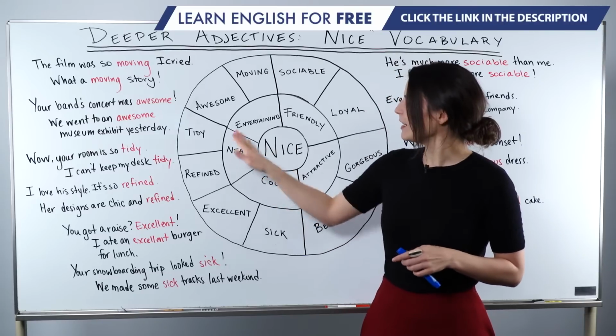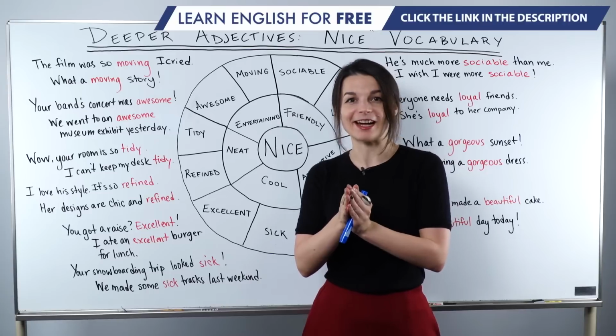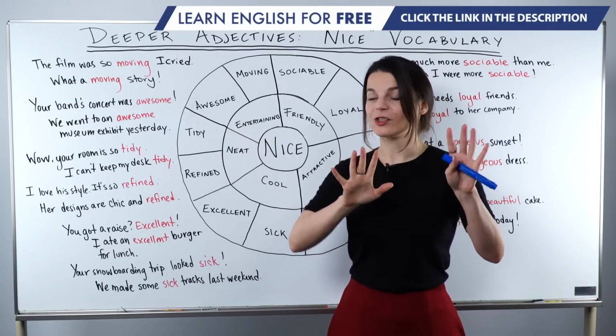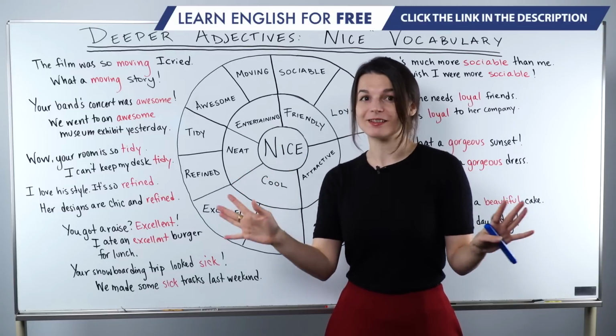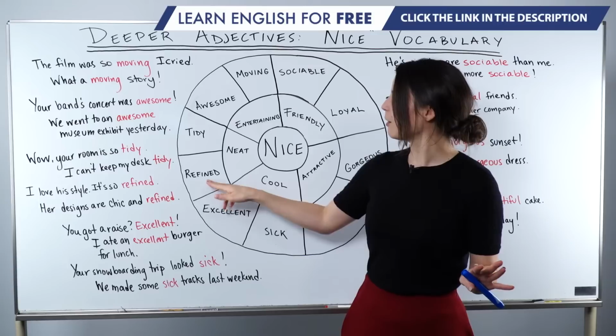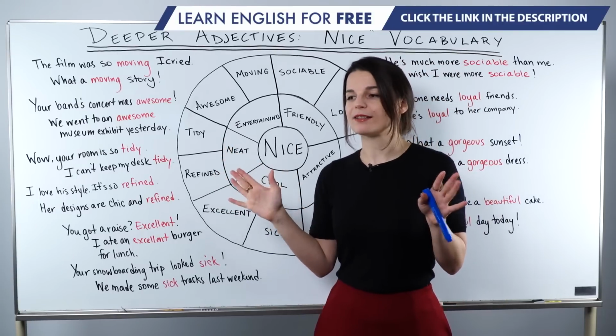Neat. So something that is neat is something that is organized. So it's very carefully organized. We can use this to talk about rooms or to talk about people, to talk about styles and designs and so on. So within neat, I've chosen a couple more words. The first one is tidy. Tidy means it's not cluttered.